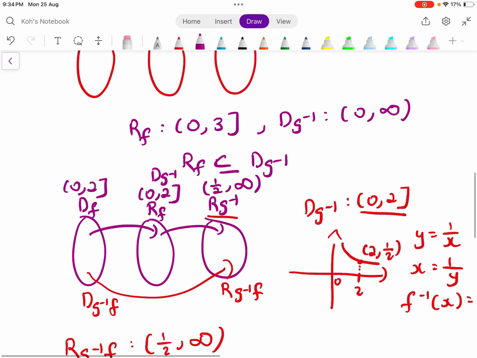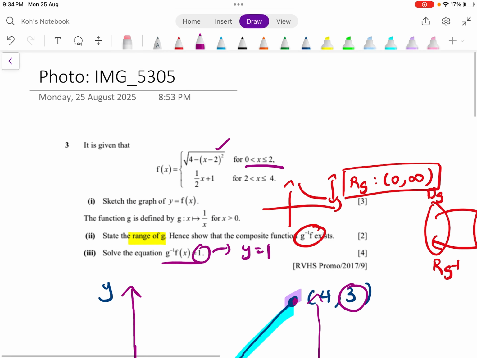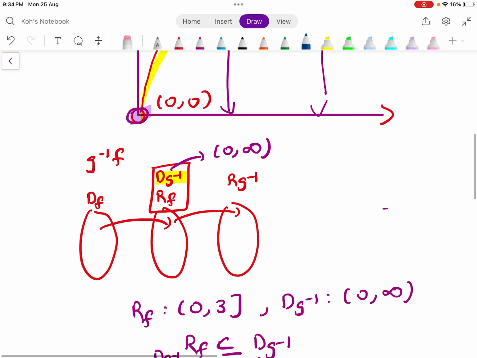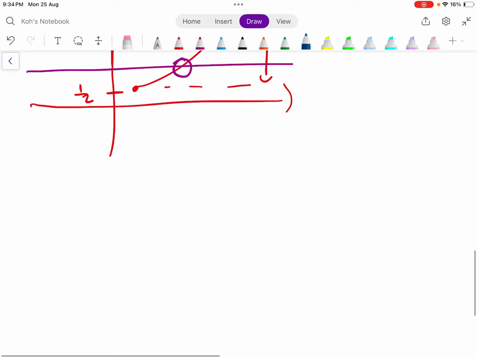So meaning that when you want to find the rule of G inverse F, you must sub in this formula right here, or this equation right here. Okay, what about half x plus 1? Half x plus 1 will not satisfy, because why? Okay, let's do the 3 circles together. So for example, these are the 3 circles.